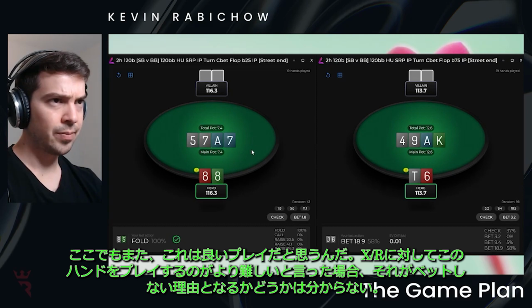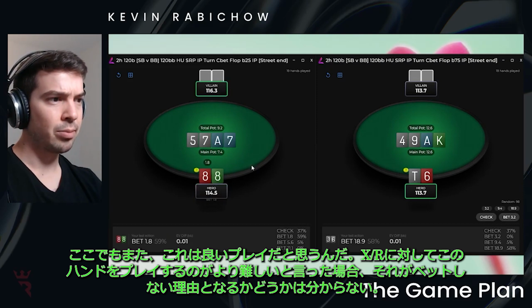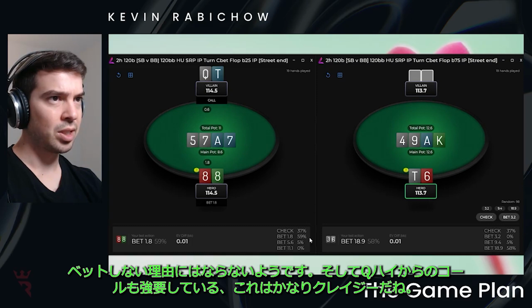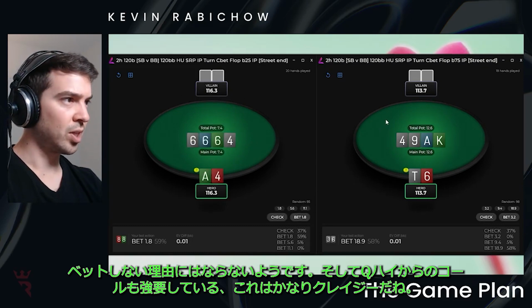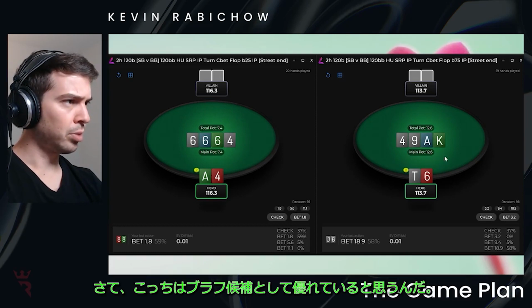And it's going to be more challenging to play this hand versus check raise. I don't know if that's a reason to not bet. Seems like it is not a reason to not bet. And I'm also forcing calls from queen 10 high, which is pretty crazy. So this one strikes me as a better bluff candidate.